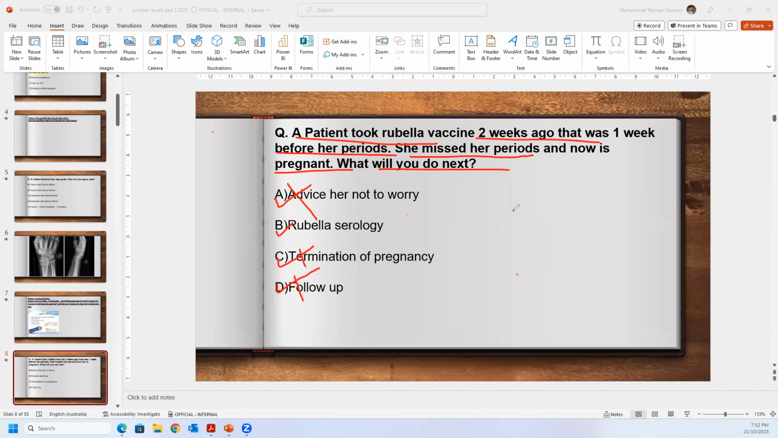We need to investigate it, so we will do the rubella serology. Excellent. So rubella serology is the safest answer here because she had the vaccination and now she's pregnant. So rubella serology will tell us whether she is having any antibodies formation in the body or not.